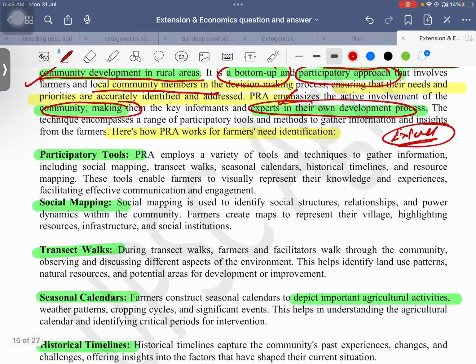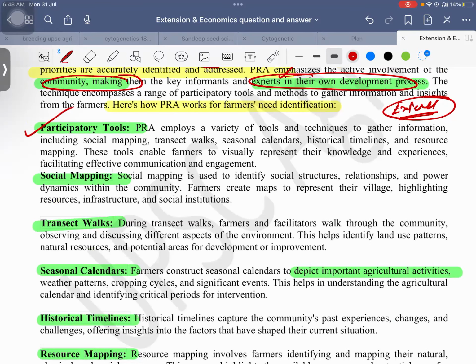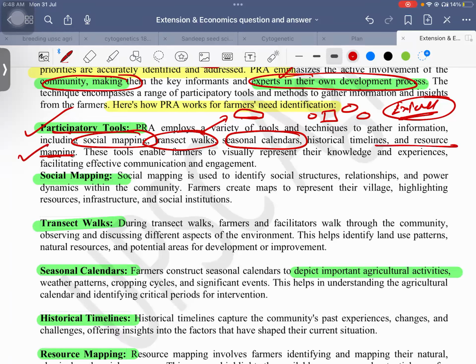So participatory tools are there, like social mapping and transect walk. Transect walk means we just walk in the village and see what the issues are, whether they have a pond, some health facilities, or some dairy. All these things we check and make a list. And seasonal calendars: what crops they grow and other things. And resource mapping means checking what different resources they have in their village, like a marketing yard or shops. All these things we see.